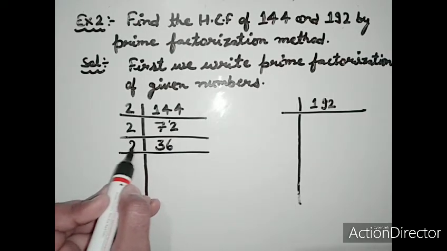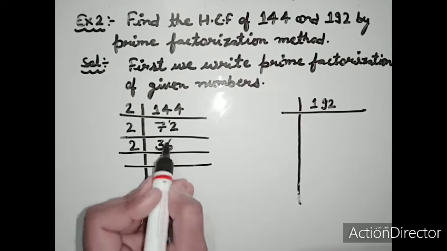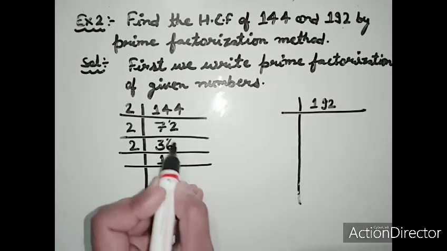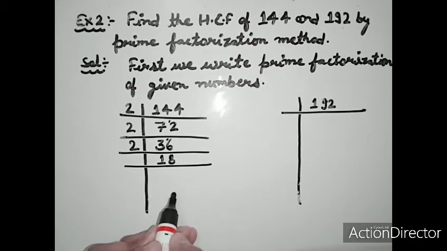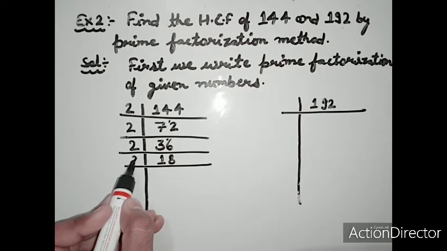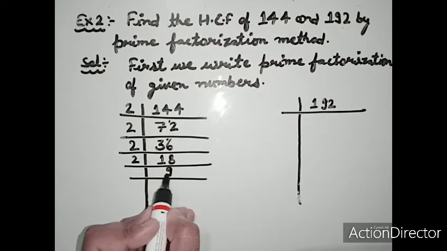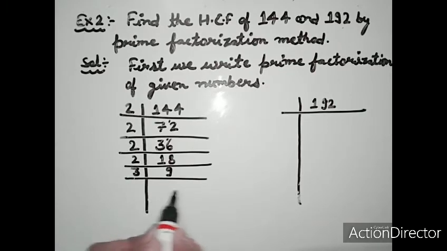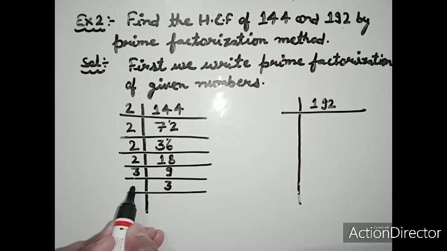Now then again divide by 2. 2 ones are 2. Here 1 is left, and 1 and 6 form 16. 2 eights are 16. Then 18 divide by 2. 2 nines are 18, and 9 divide by 3. 3 threes are 9, and 3 only divide by 3. 3 ones are 3.